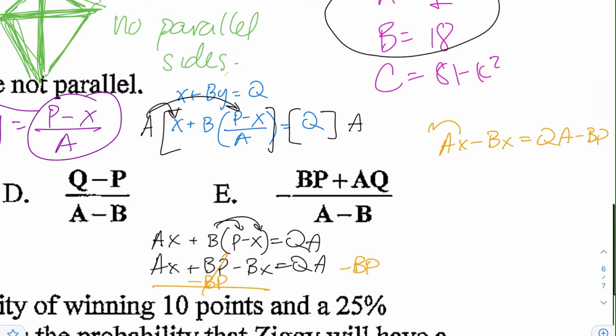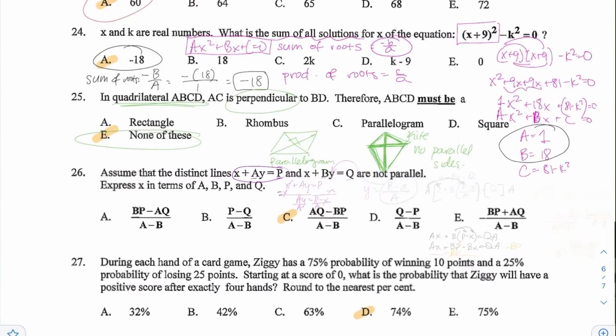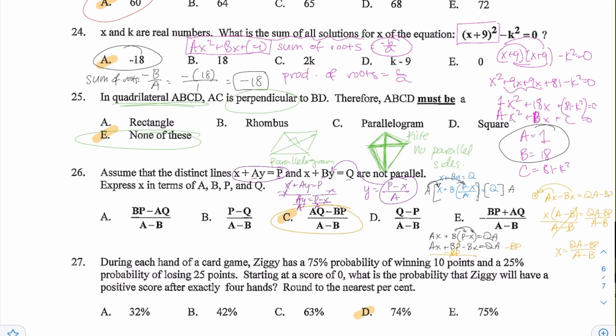And here you can factor out the x. So you just have one instance of x left with (a minus b) left. And that's equal to qa minus bp. And if you divide by a minus b, you have x is equal to (qa minus bp) over (a minus b). And if you look at the choices, that's choice C. So here you have to isolate a variable and then substitute in to solve for the other one.